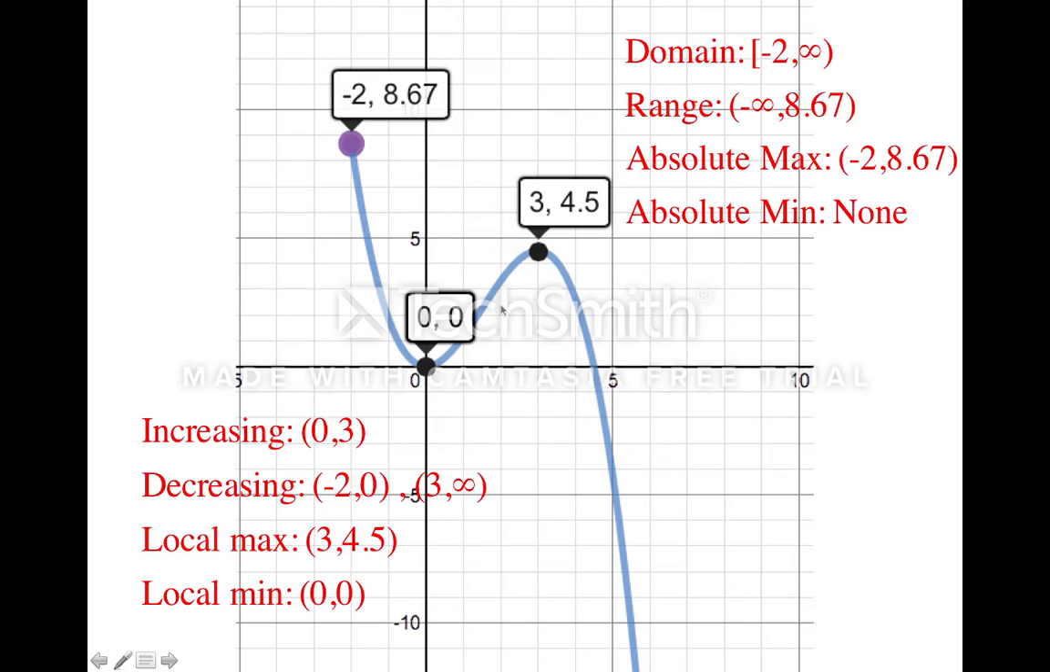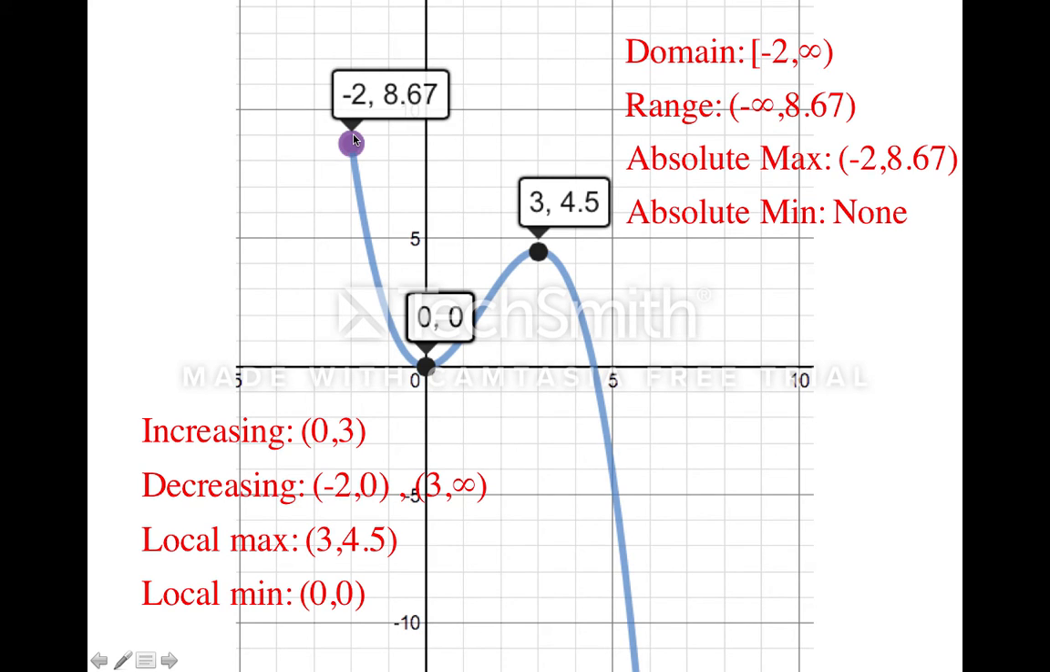Increasing from 0 to 3, decreasing from -2 to 0, and from 3 to infinity. Again, thinking x values. Local max right here, local min right here, absolute max right here, no absolute min, it goes off to -infinity.